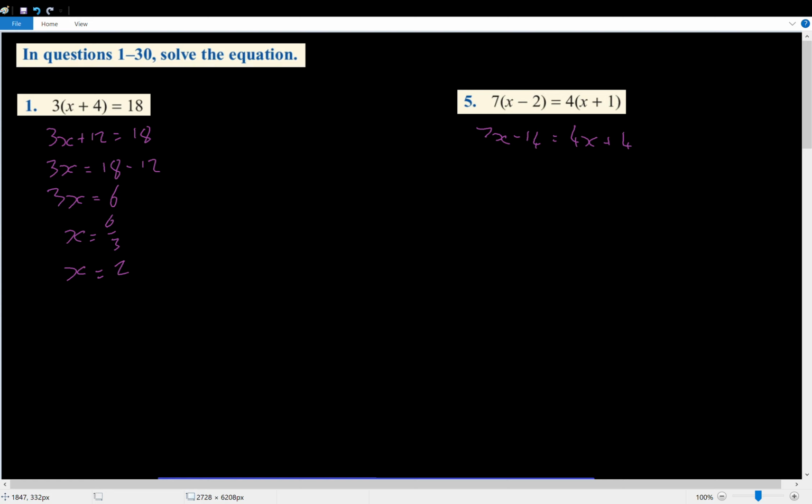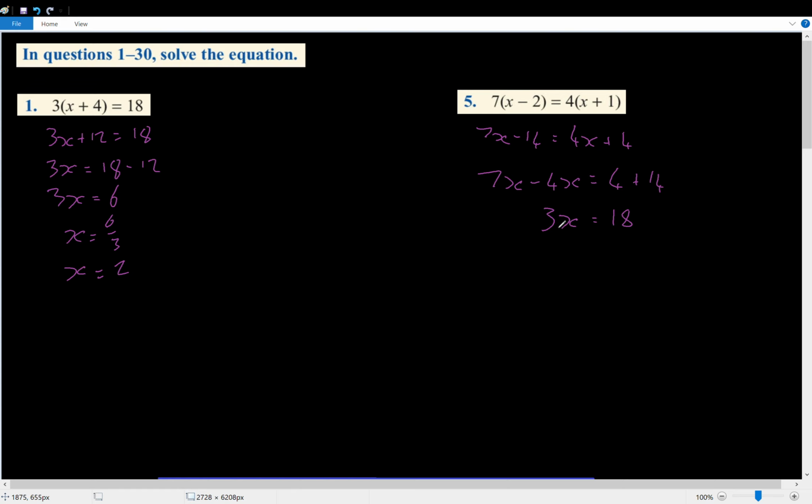Now what we're going to do is move all of our numbers to the right and all of our letters to the left. Our next line down will be 7x, and then we've moved our 4x over, and it becomes a minus 4x. And that's going to be equal to 4, and we've moved our minus 14 over, and it's become a plus 14, like that. 7x minus 4x is 3x, and 4 plus 14 is 18, like that.